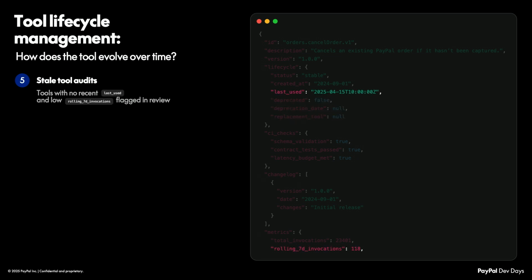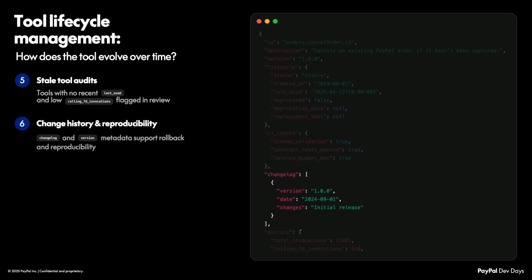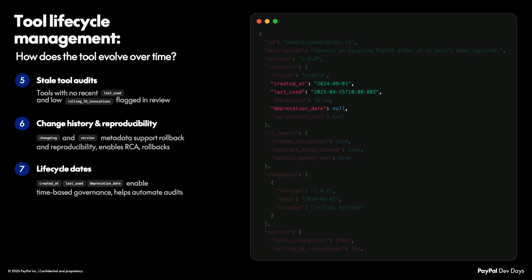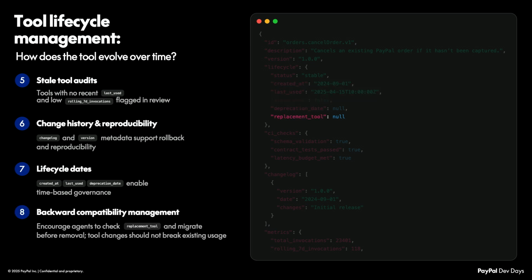The tool audits are extremely important here. So here we are identifying when was the last time this tool was used, so last used, and then again rolling 7-day invocations could be indicators of that. The change history and reproducibility is another important metadata artifact. So you could also support rollback and reproducibility, which applies to a lot of the software engineering frameworks. The lifecycle dates here are identified to understand what the time-based governance is, and also to automate audits there. And backward compatibility, right? So this applies to most of the software versioning, and agents are not immune to that.